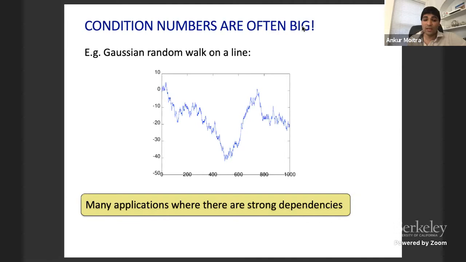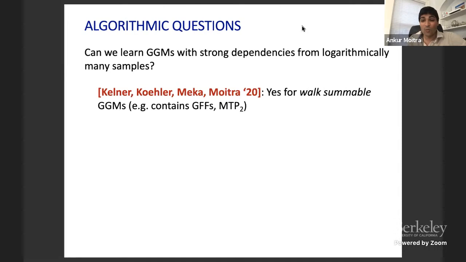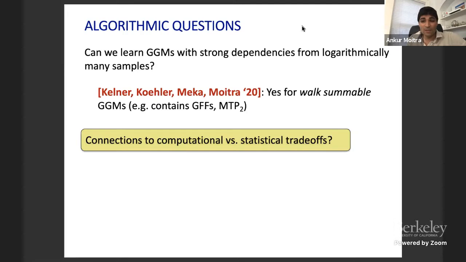And there are all kinds of things like this that exhibit these strong dependencies. So this question is, believe it or not, basically wide open. We have some partial work on it, but this is really an invitation to think about these kinds of issues. For something called walk-summable Gaussian graphical models, that contain Gaussian free fields in MTP2, we used a lot of ideas from Laplacian solvers to design polynomial time algorithms with logarithmic sample complexity. But I think this is also indicative of how some of these themes are very interconnected, right?